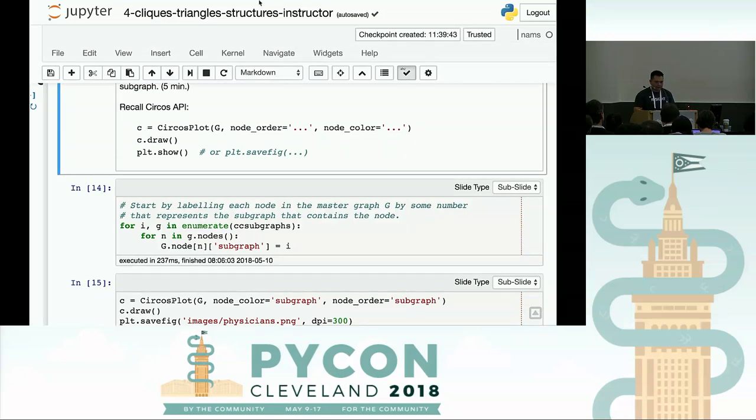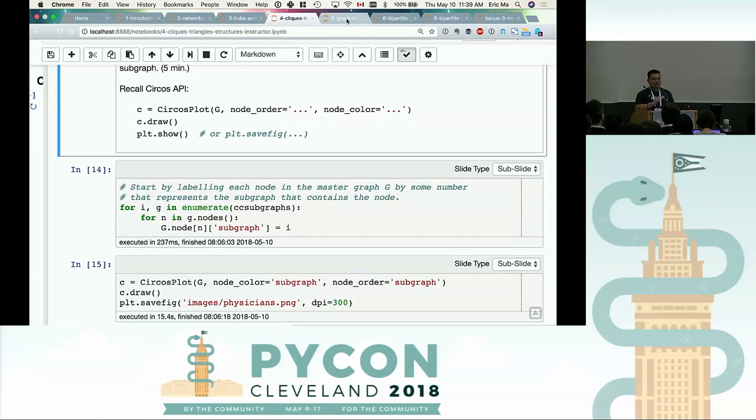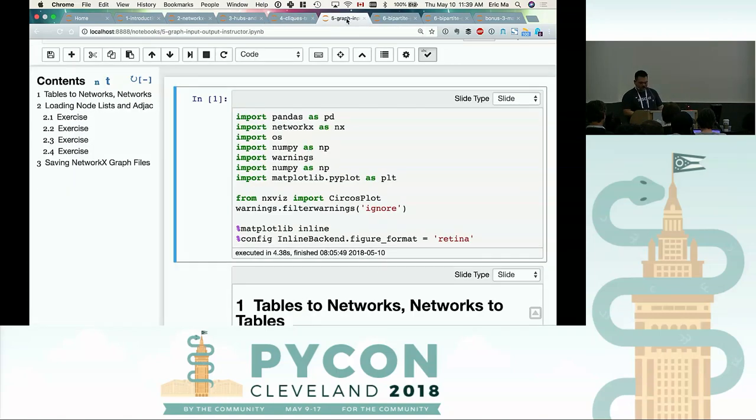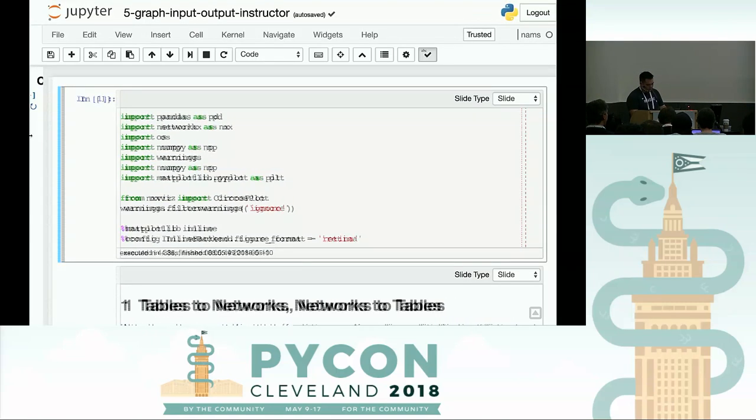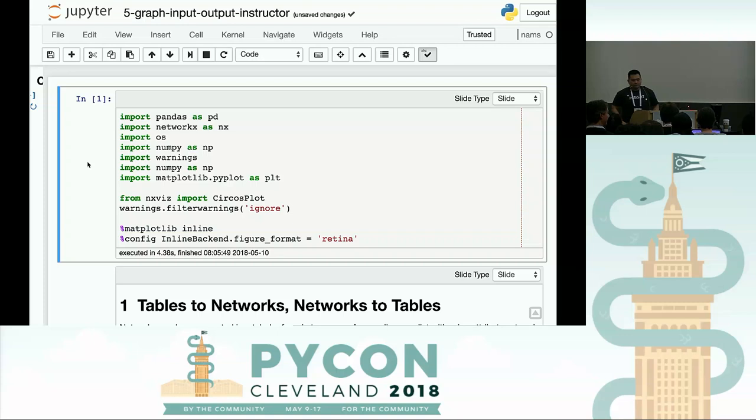All right, so a few people have asked about graph I/O, input-output. How do you get data in and out of NetworkX? That's exactly what we're going to talk about now. So I'd like you to open up notebook number 5. If you open up notebook number 5, you will find one example, which I hope becomes your standard example, of how you can get graph data into NetworkX.